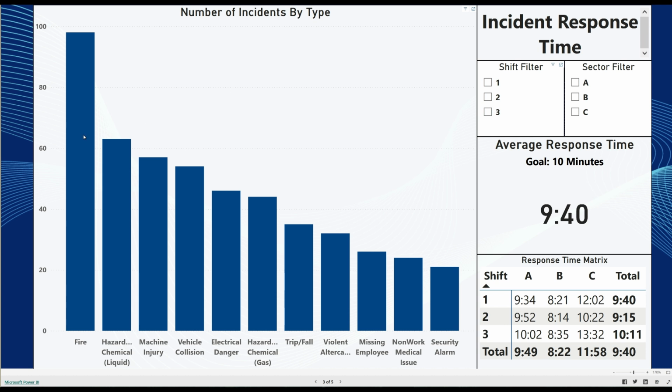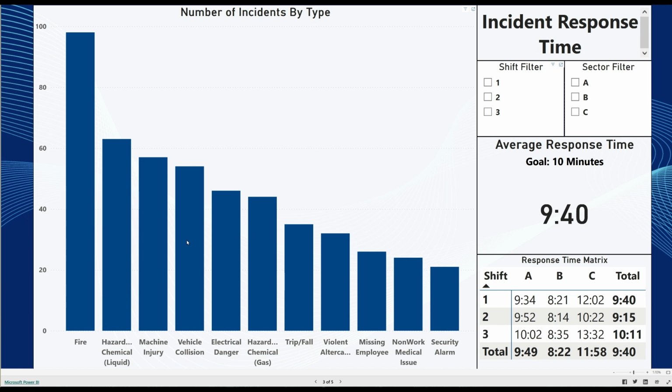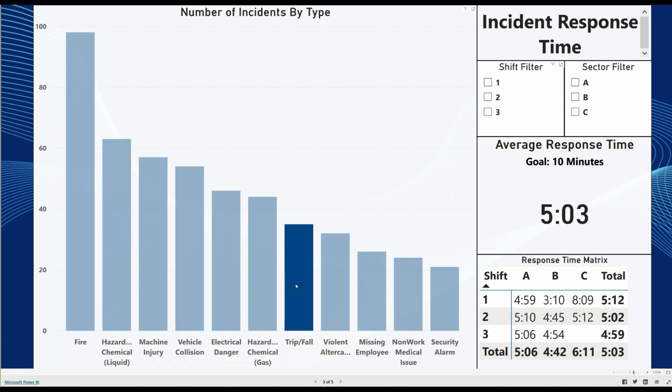Let's look at fires, for example. So, this is by far the most common type of incident, and they take almost 11 minutes to clear. And that could really pull the overall average response time up. Likewise, there are a number of other incidents with very short response times, like trip and fall has a very low time, and so do vehicle collisions.